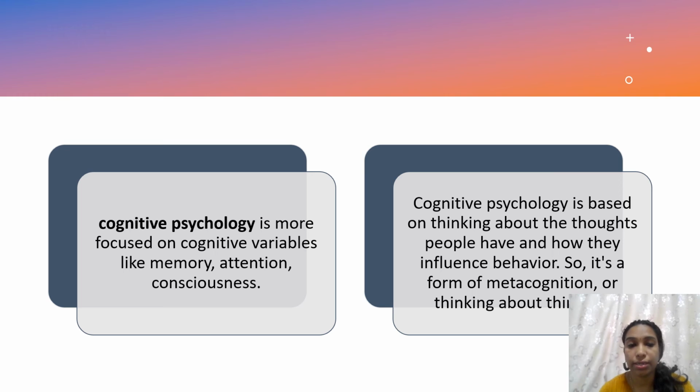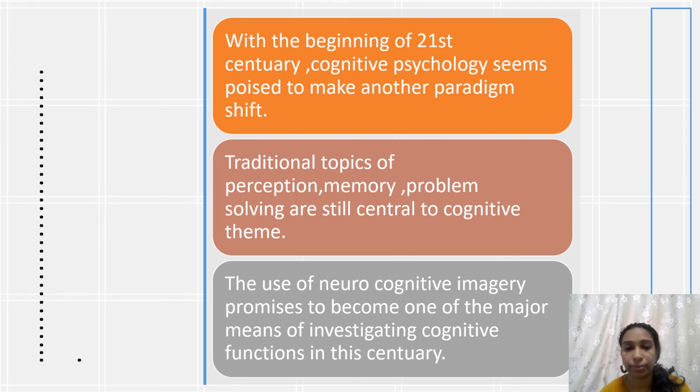Cognitive psychology is more focused on cognitive variables such as memory, attention, and consciousness. It is based on thinking about the thoughts people have and how they influence behavior. That thinking process varies from person to person, how they think and how the thinking influences their behavior. So it is called a form of metacognition, that is, thinking about thinking.